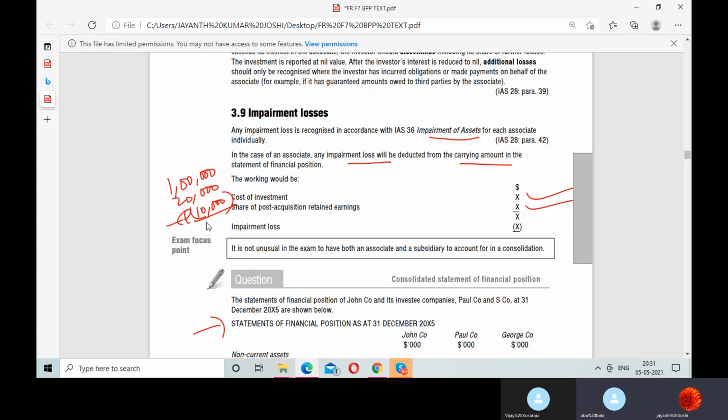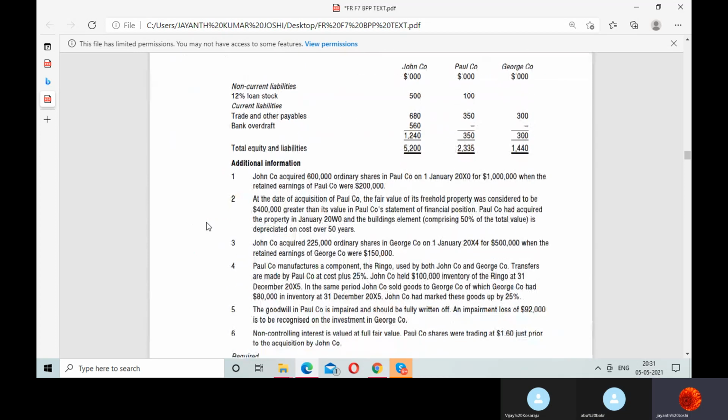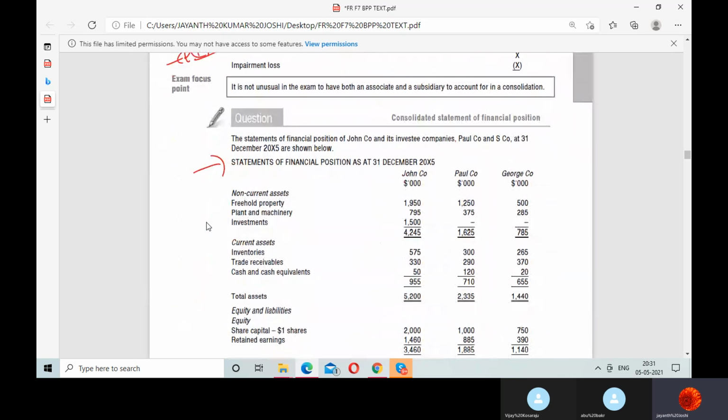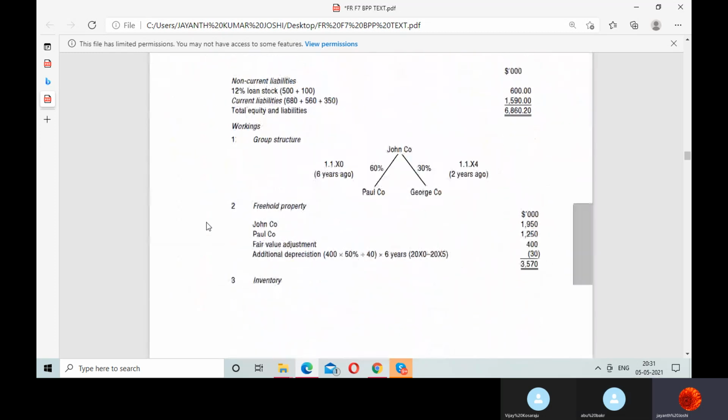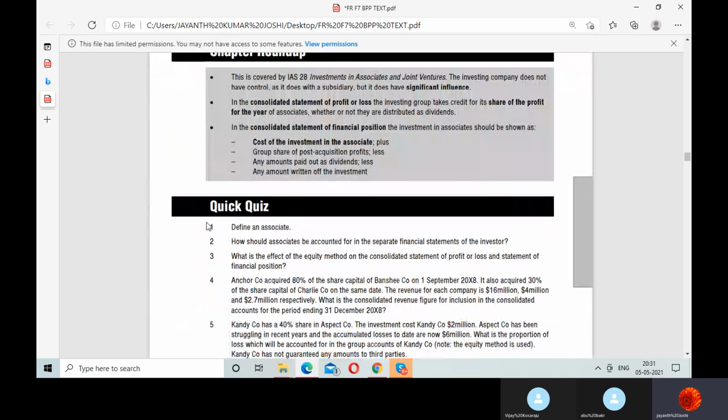Impairment loss has to be deducted to get the actual value of the asset, if there is any impairment loss. Okay, so tomorrow we will do this question called the John Company. We will solve this full question tomorrow. That will be the end of the chapter, and accounting for income taxes will start tomorrow.